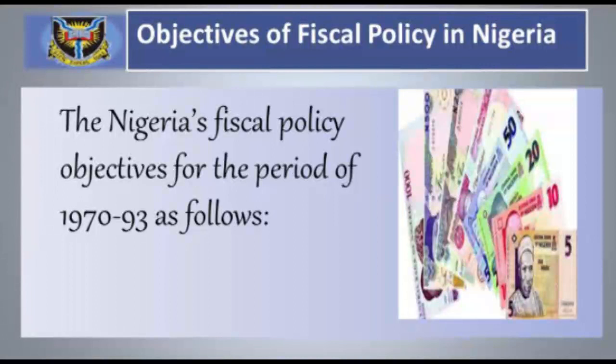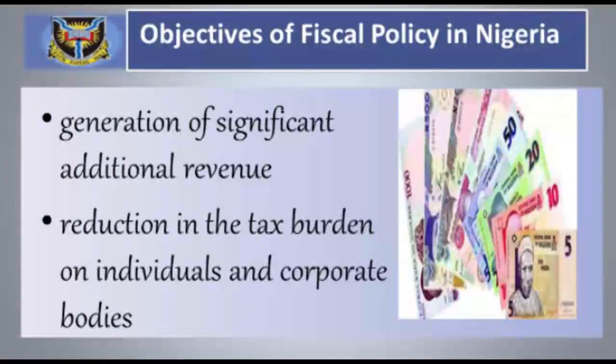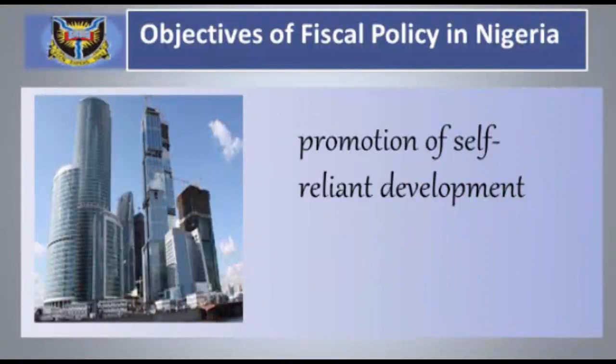Ever since our independence, Nigeria has made a number of developmental plans. Each of these plans has its fiscal policy objectives. One can therefore summarize Nigeria's fiscal policy objectives for the period of 1970 to 1993 as follows. 1. Generation of significant additional revenue. 2. Reduction in tax burden on individuals and corporate bodies. 3. Promotion of self-reliant development.